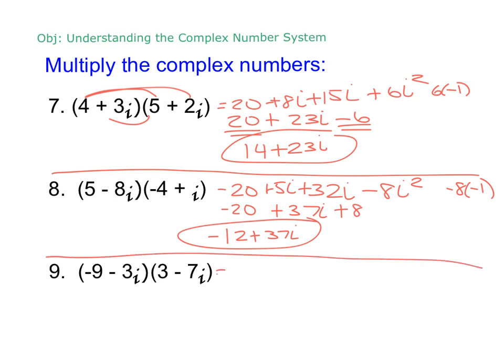And the last one, negative 27 plus 63i minus 9i plus 21i squared. All right, I'm going to skip a step. So I got negative 27 and negative 21 gives me negative 48 plus 54i.